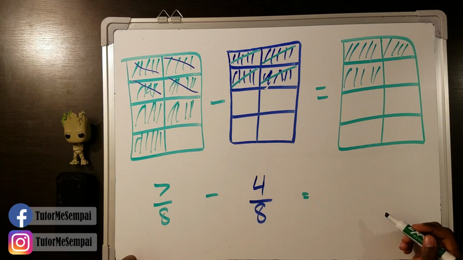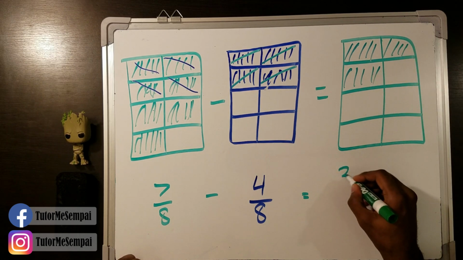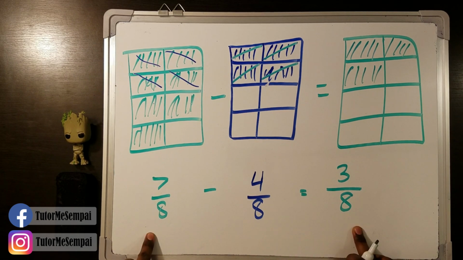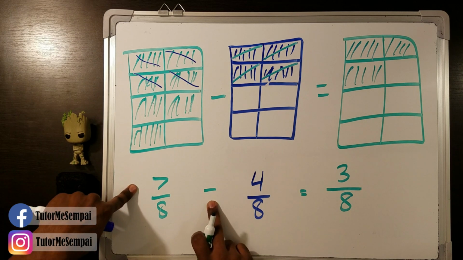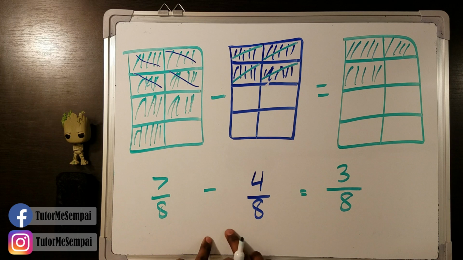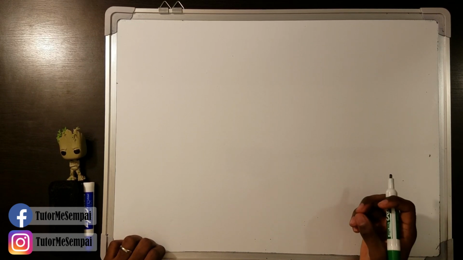3 boxes. So you notice that we have 3 out of our complete 8. So we're going to write 3 over 8 here. And just like in the addition that we just did, notice that the bottoms are the same, and we just simply subtract across the tops. 7 minus 4 gives you 3, and we keep the bottoms the same. Same bottoms, cross tops.